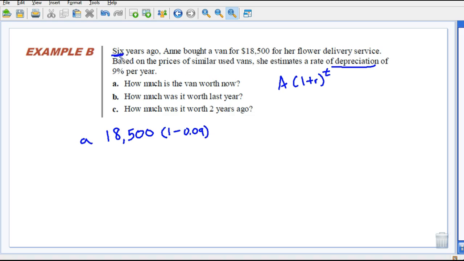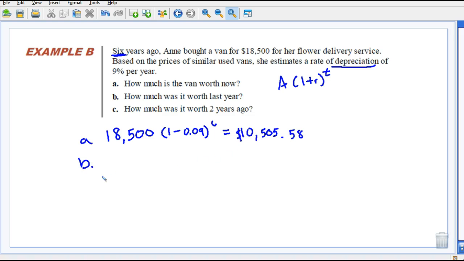And then we ask, how much is the van worth now? Well, we knew that it was 6 years ago she bought it for this much. That means we're going to put it to the 6th power. And then if you plug that into your calculator, you should get an answer of $10,505.58. So that's how much the van is worth now.